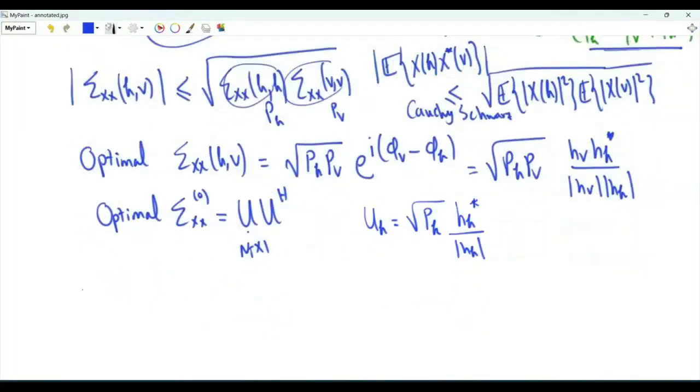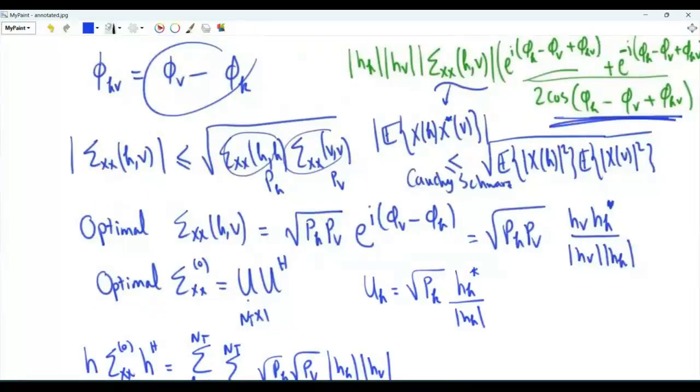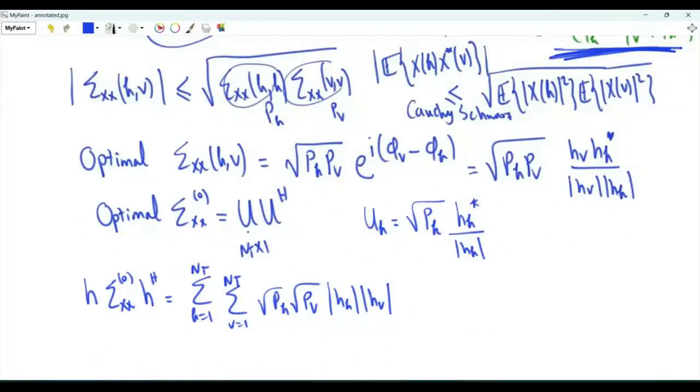The maximum value of the quadratic form, H sigma XX optimal H Hermitian, is the double sum, summation K from 1 to NT, summation V from 1 to NT, square root PK, square root PV, magnitude HK, magnitude HV. This is achieved by making those cosines equal to 1. The maximum quadratic form can also be written as the square of summation K from 1 to NT, square root PK times the magnitude of HK.